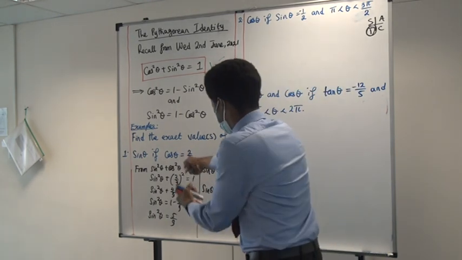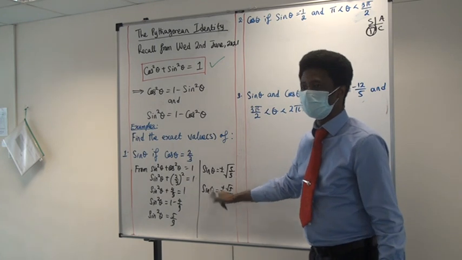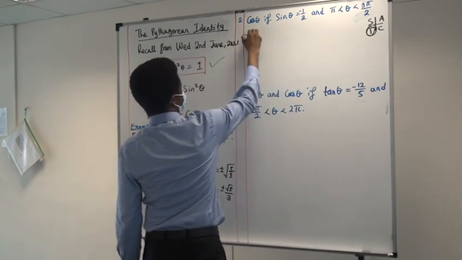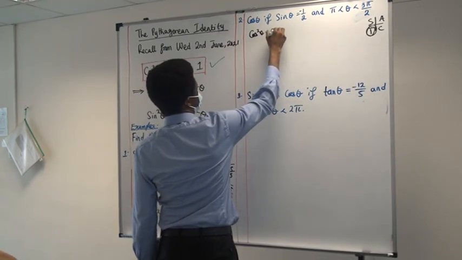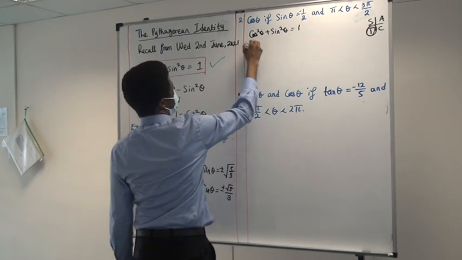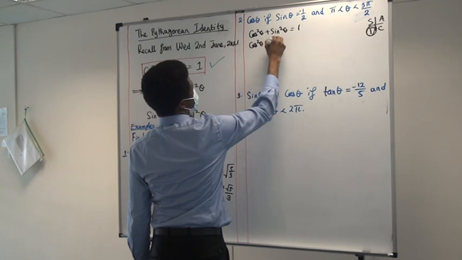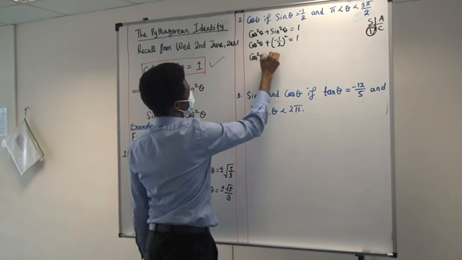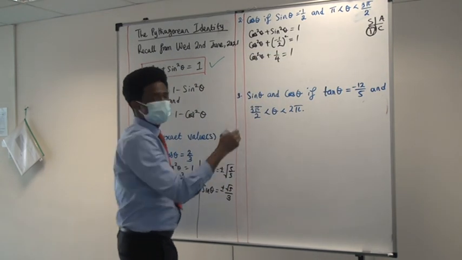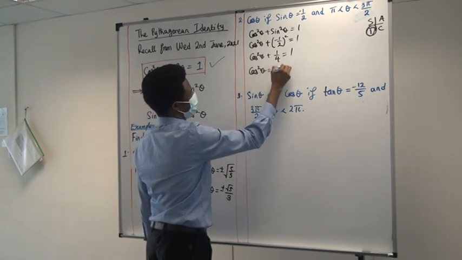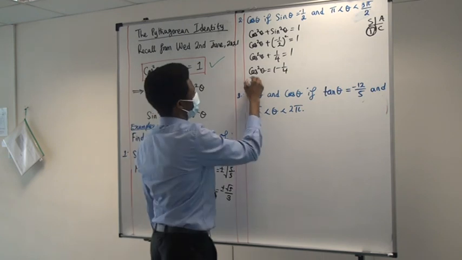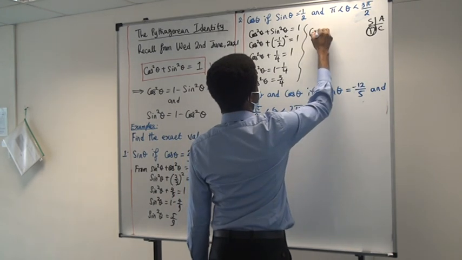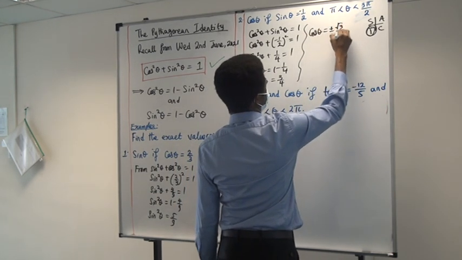So similarly, the only difference is when we get here, we have a reason to disregard one of them. That's the only difference. So again, cos squared theta plus sine squared theta equals 1, so cos squared theta plus minus 1 over 2 squared. So cos squared theta, this is positive 1 over 4. So cos squared theta is 1 minus 1 over 4, which is 3 over 4. Which means cos theta is plus or minus square root of 3 over 2.